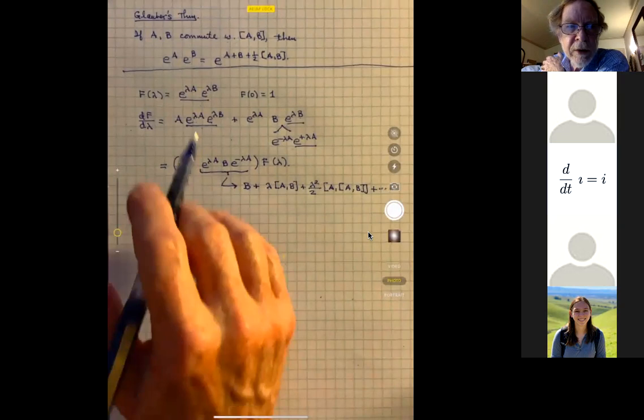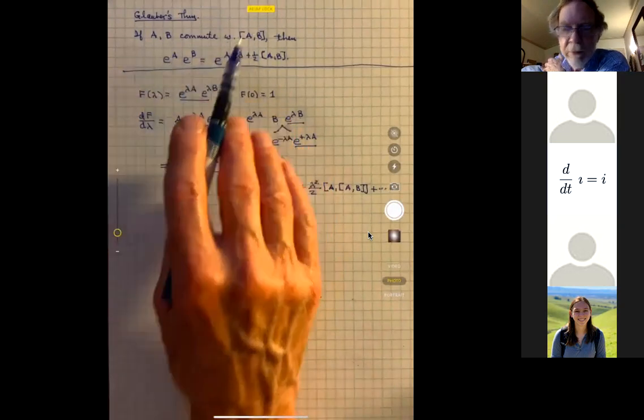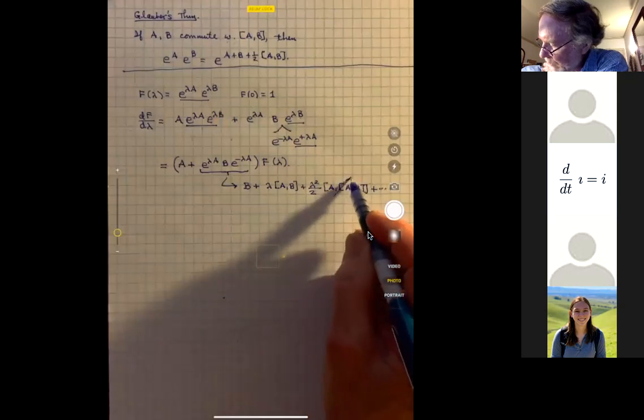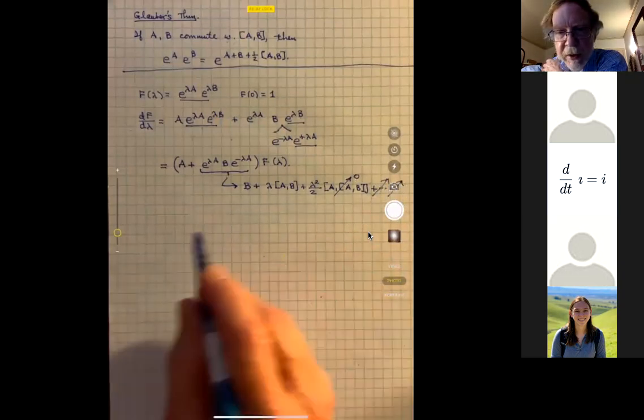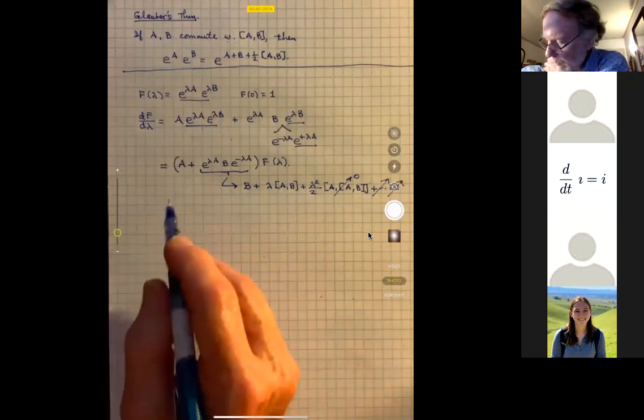On the other hand, Glauber's theorem assumes that A commutes with its mutual commutator of A with B. And so that means that this second factor here is 0. The lambda squared term is 0. In fact, so are all the higher order terms in that series. All of them go away. And the only thing that's left is the first two terms.